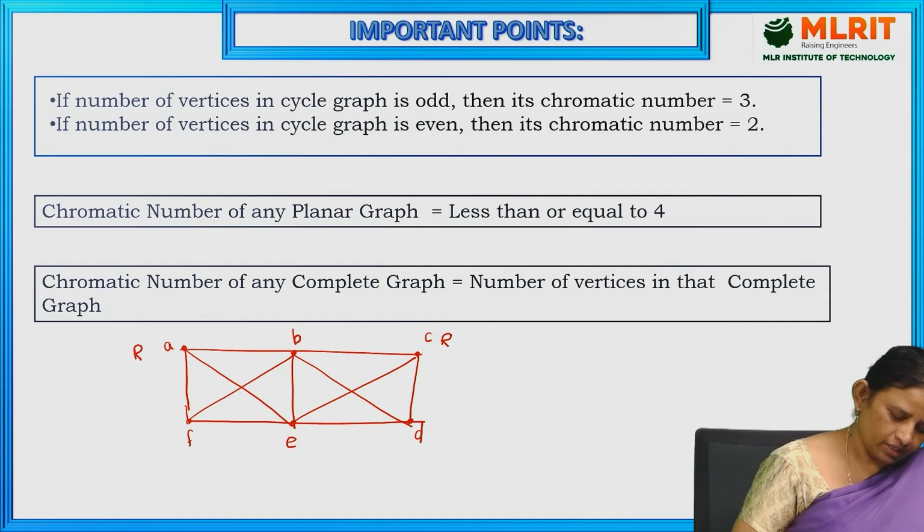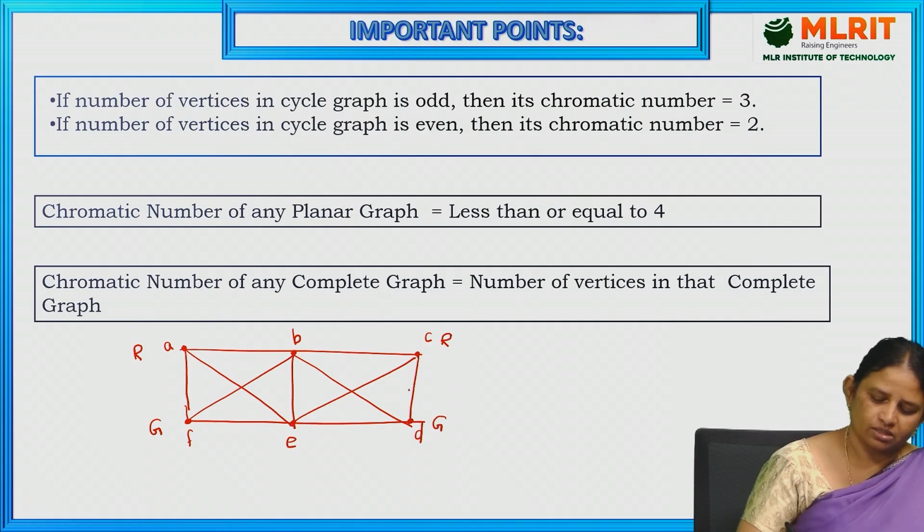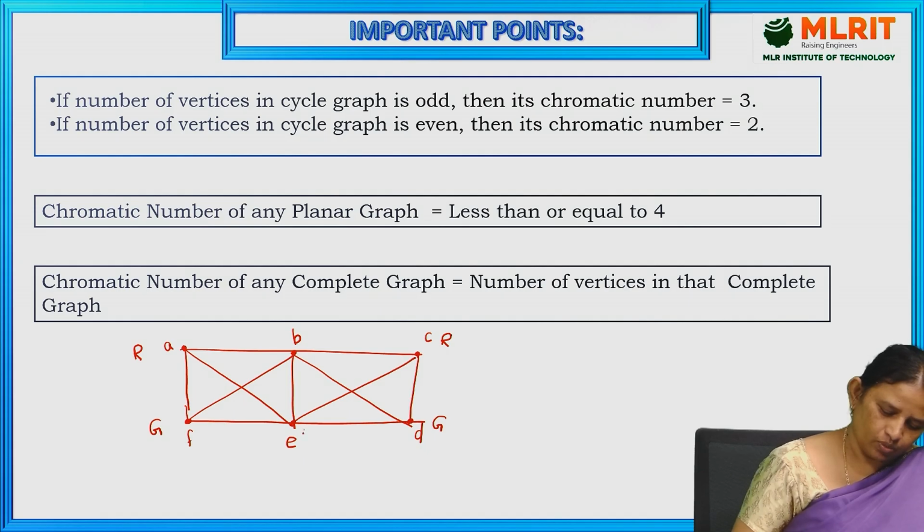Next, F is colored with green. We can't use the green color for E and B. We can use it here because of red and green. Next, again blue. Don't use the blue color for B, which is adjacent, and D is also adjacent. We can't use red color here because these two are adjacent. We can't use green color, this is adjacent and this is also adjacent. We can't use blue color. So we can use a different color, yellow.